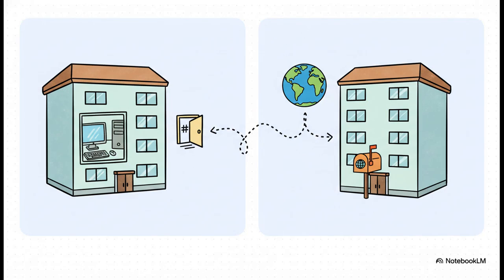Here's the best way to think about it. Your computer's address on your home network is called a private IP address. It's kind of like your apartment number. Let's say it's apartment 101. Inside your building, that's all anyone needs to find you. But if someone from another city wants to send you a letter, they need the building's main street address. That's the public IP address, and there can only be one of them in the entire world.